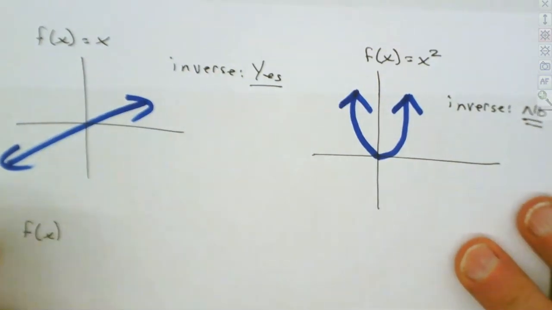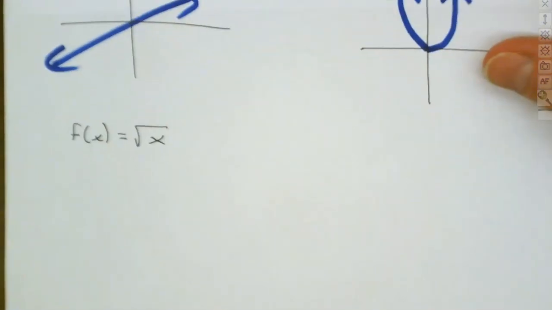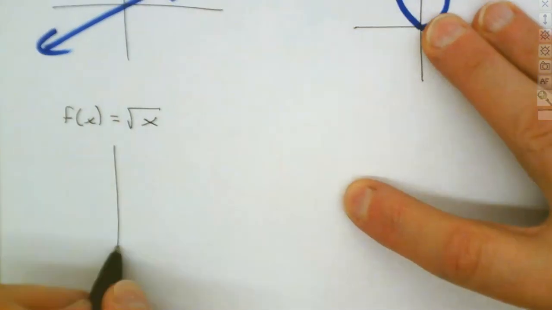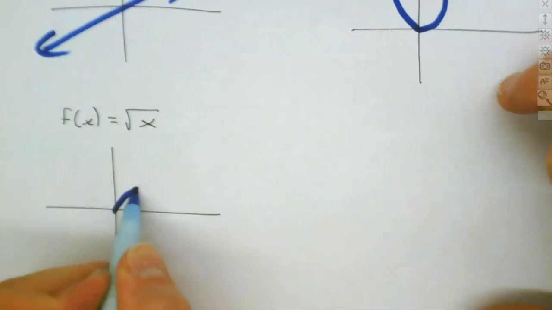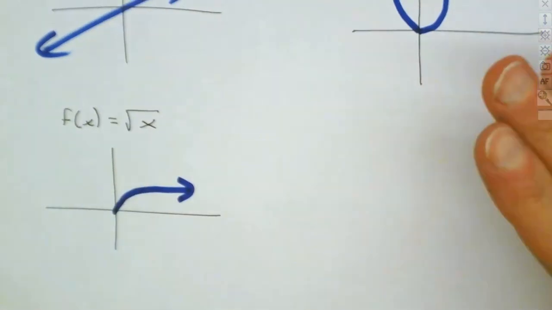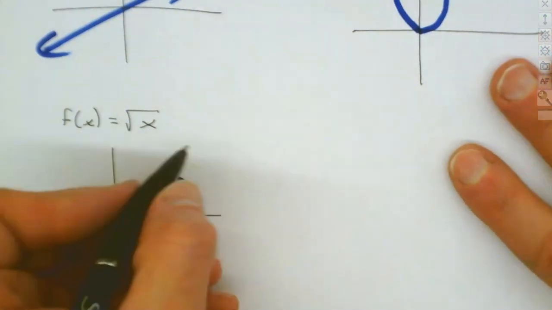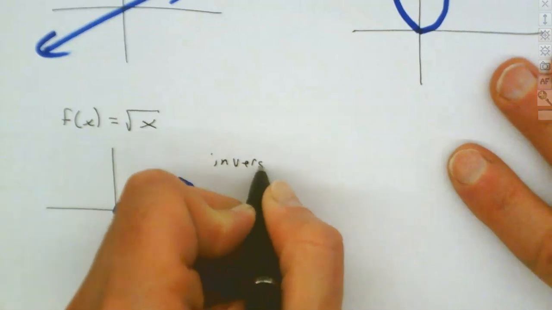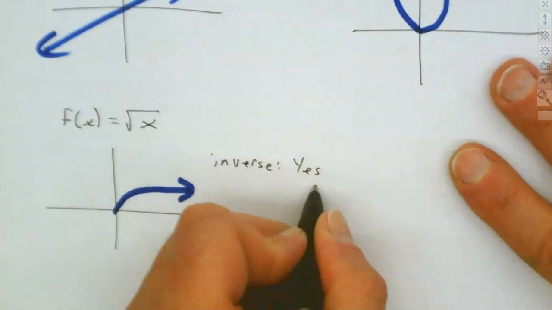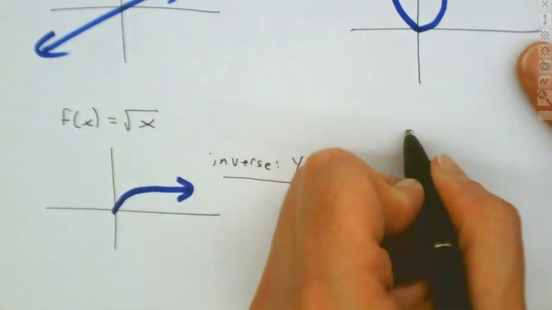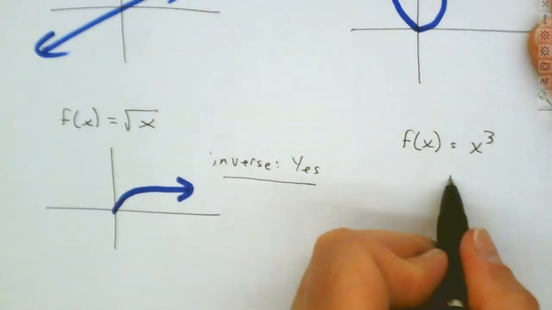What about the square root graph? Does that one have an inverse? I think square roots do, because a square root would look like this. It passes the horizontal line test. So, yes, this one has an inverse. Inverse just means it's 1 to 1. 1 to 1 and inverse, they mean the same thing. What about x cubed? Okay, I think x cubed will work as well.